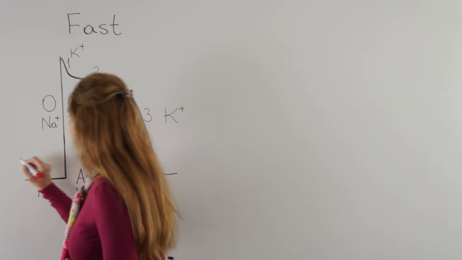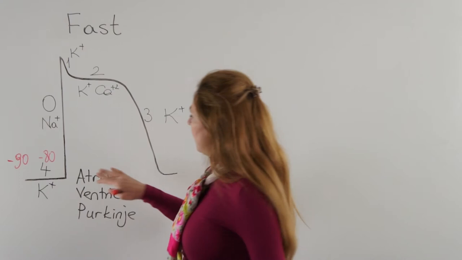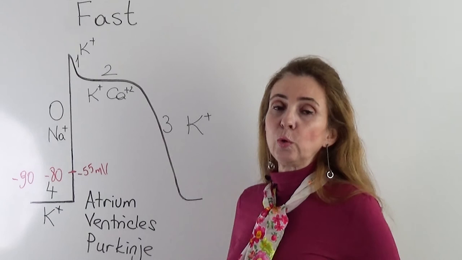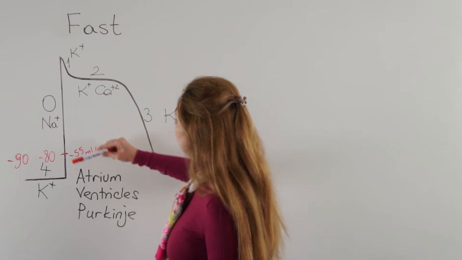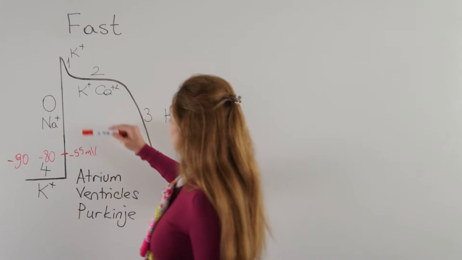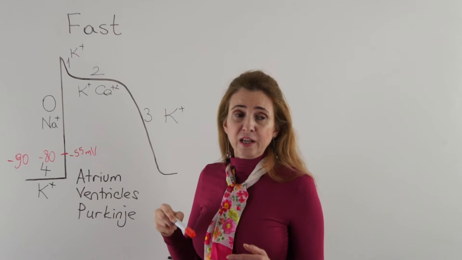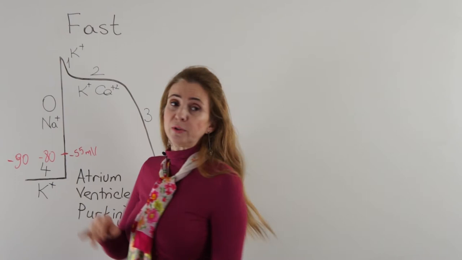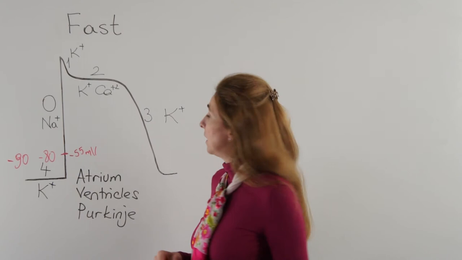When the membrane potential reaches the threshold value, which is about minus 55 millivolts, voltage-gated sodium channels, which are also referred to as the fast channels, open. With the entry of sodium, the cell depolarizes. The upper level of this depolarization never reaches the Nernst potential of sodium. When sodium is moving into the cell, it is trying to bring the membrane potential towards the Nernst potential of sodium, but the action potential peak never reaches that.